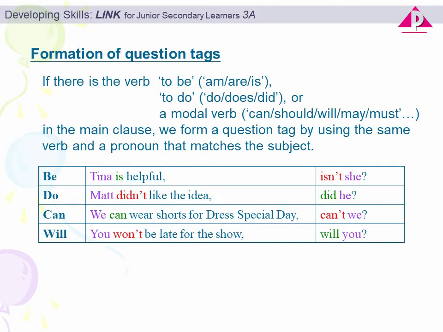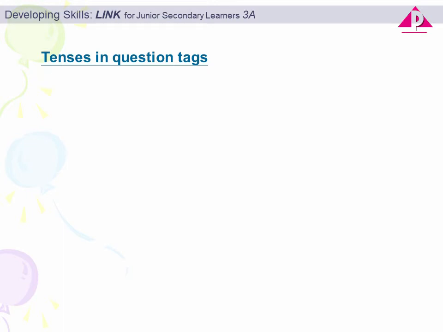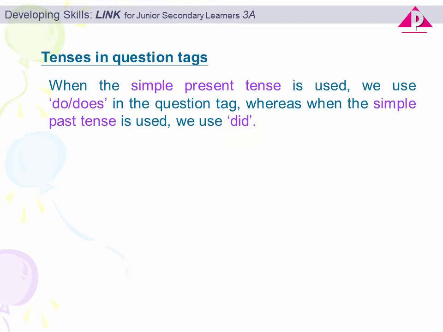Now, pay close attention to the tenses in the statements and the question tags in the examples. What pattern do you observe? That's right. Question tags require the changing of tenses according to the statement that comes before it. When the simple present tense is used, we use do or does in the question tag, whereas when the simple past tense is used, we use did.